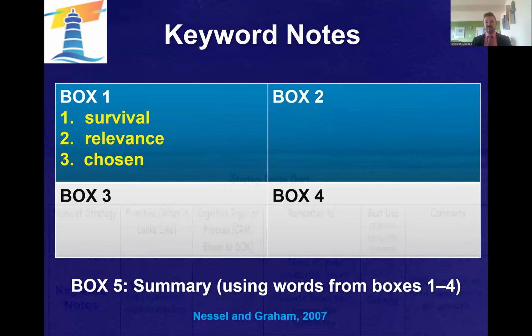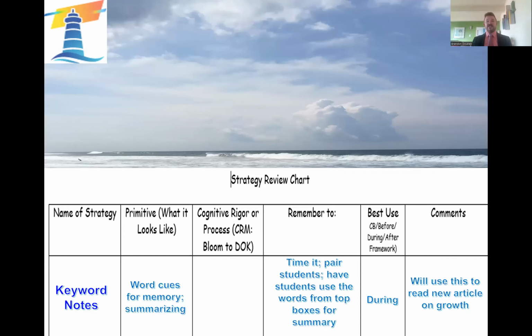Now, what we know about the level of rigor is that we're moving along a trajectory where we can see how this is used. And again, this is my strategy review chart where we have the primitive. We're going to be looking at the cognitive rigor next, but what do I need to remember? Time it, pair students, have students use the words from top of the box for summary. It is a during teaching, during learning strategy, and comments are for the teacher. I'm going to use this to read a new article on growth next time.